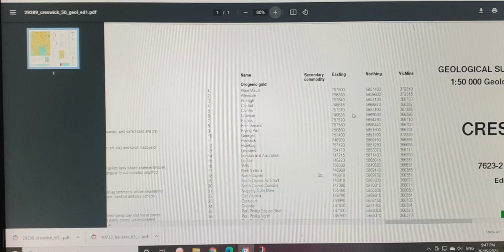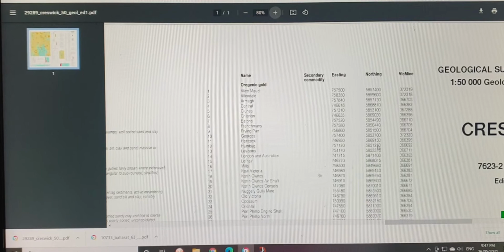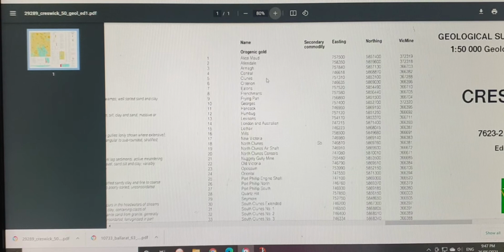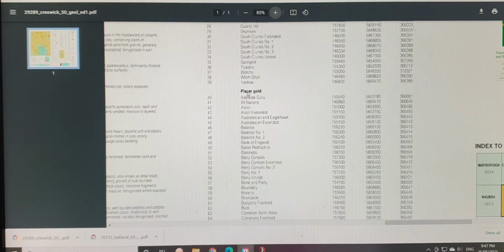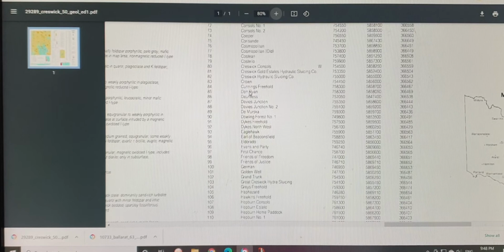Okay, so what the geological map is good for is it has orogenic gold. So these are golds that are in the quartz veins or just in the faults. And it gives a grid reference as well, so you can find that on the map. It gives some very useful information. And then you've got placer gold. So this is the alluvial deposits that have been eroded out. And that's quite extensive. So you can see how extensive it is. And it's all in alphabetical order.